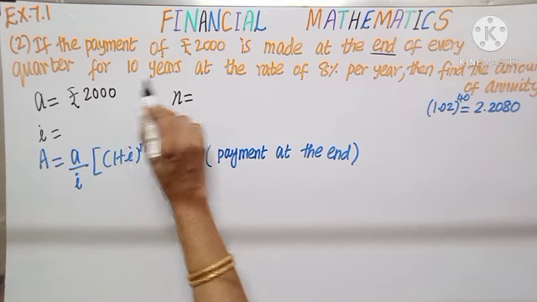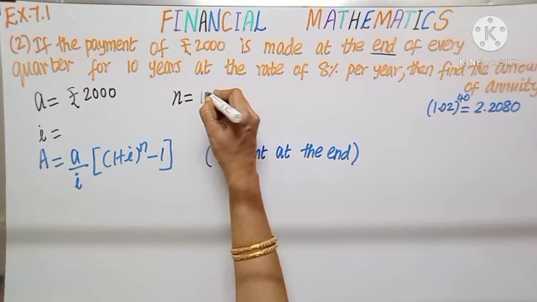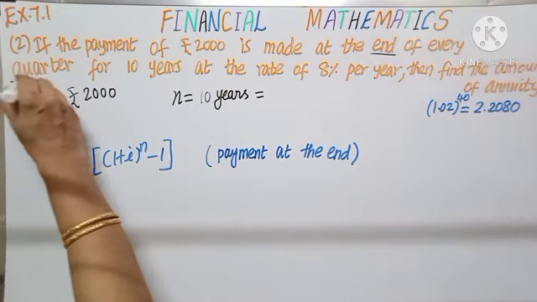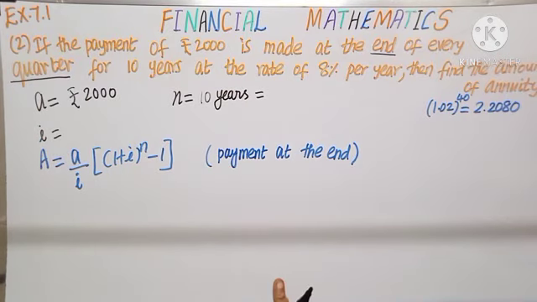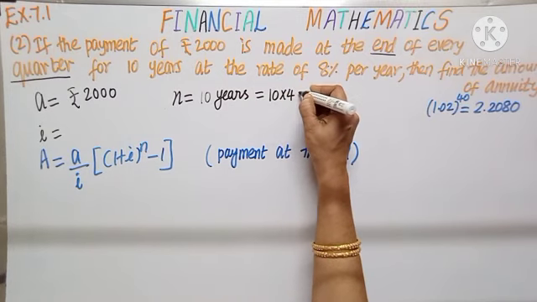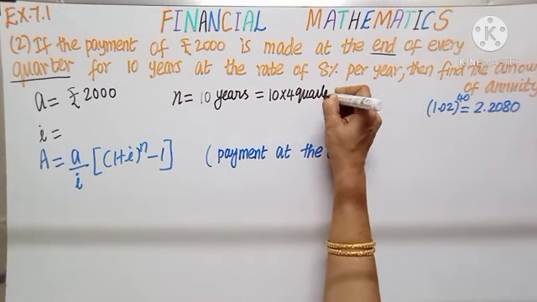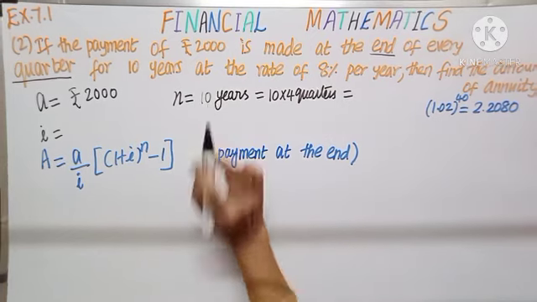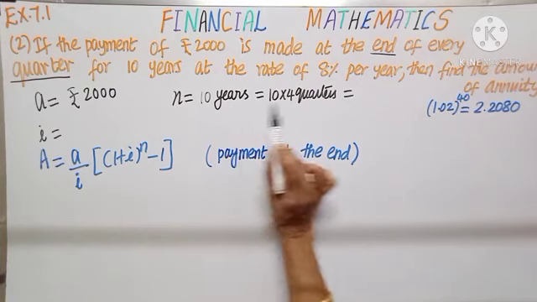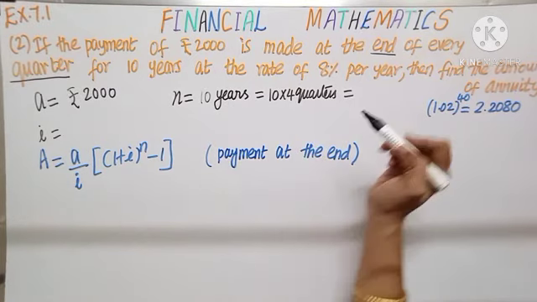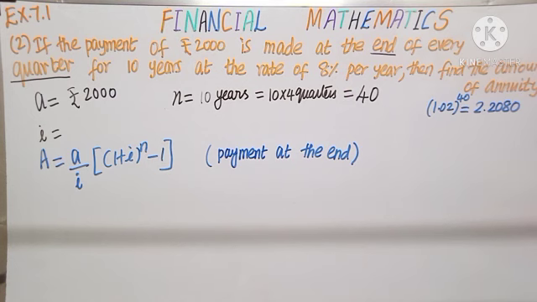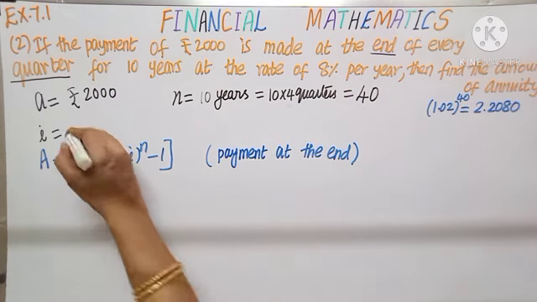For 10 years, so n is equal to 10 years, but the word quarter tells in a year there are 4 quarters. So 10 into 4 quarters. Remember, annually I keep as it is, but quarter comes per year 4 quarters. So 10 into 4, n value is 40. What is the rate percent given? 8.